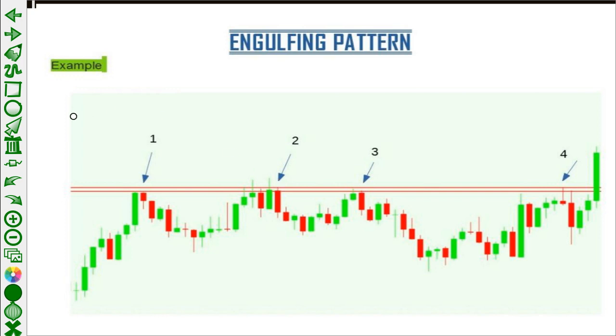Why? Because always remember, while drawing the resistance level, there should be at least one red candle next to the candle which we are considering. For that reason, I am not considering this red candle. Instead, I have considered this candle because I have one red candle next to it and one red candle next to it.